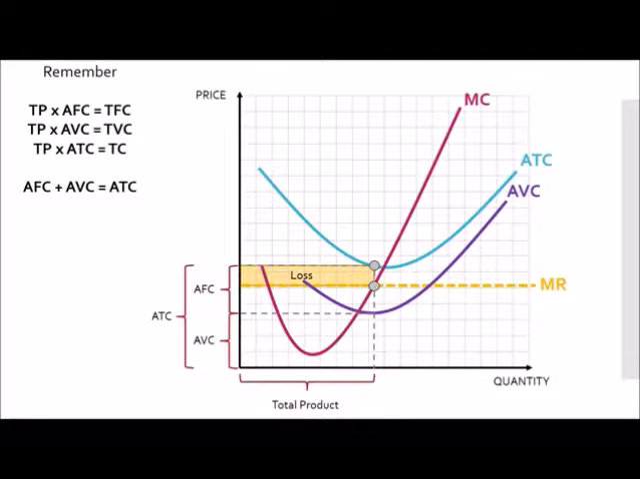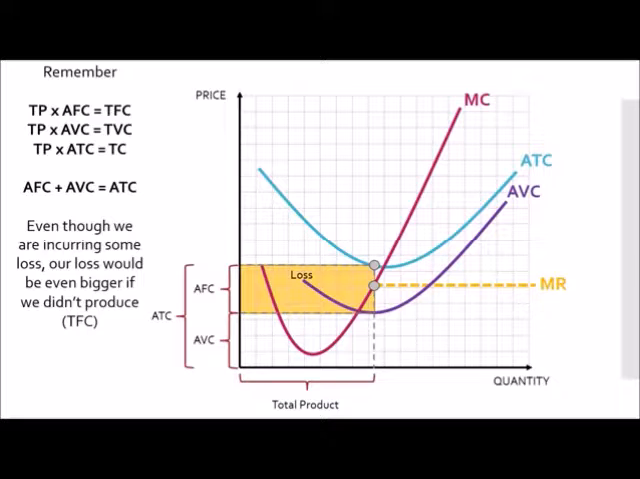We would actually lose that much versus only this much. And so we would rather lose this small box than lose the big box. And so even though we are incurring some loss right now, our loss would be even bigger if we just stopped producing altogether because we'd still have to pay those fixed costs. So we'd continue to produce in what we call that short run period of time.